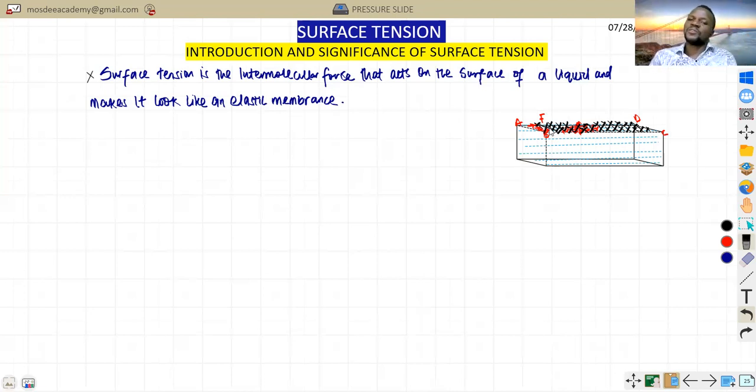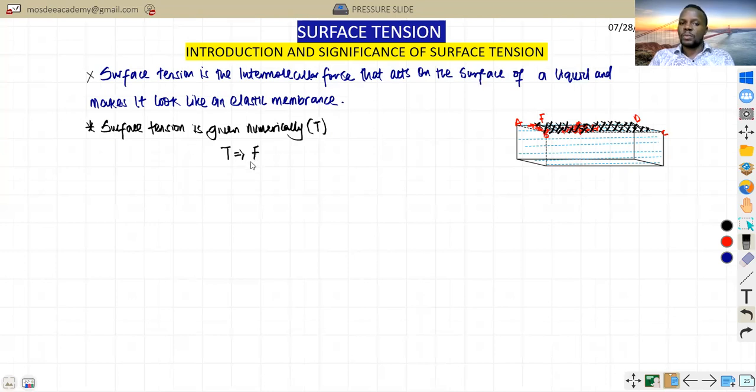So we can write in continuation to this and say what? We can also write another important point: surface tension is expressed mathematically. Surface tension is given numerically as, we write surface tension in physics as T. Please keep that in mind. It's given as the force acting normal, or you say acting perpendicularly, per unit length.